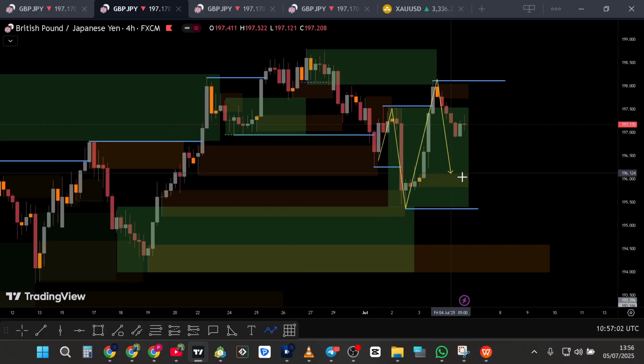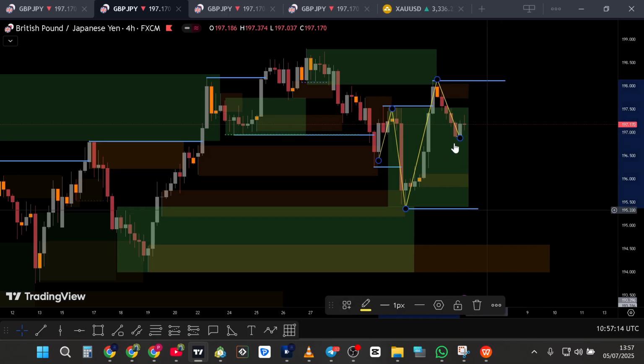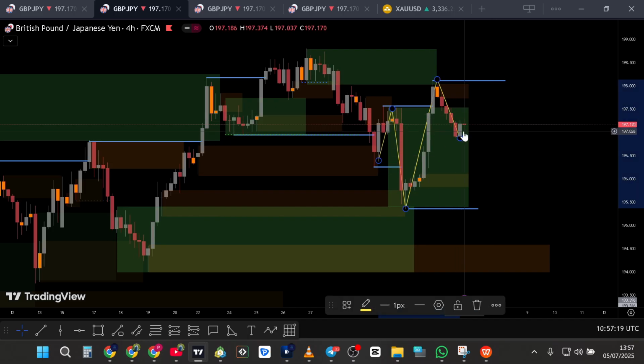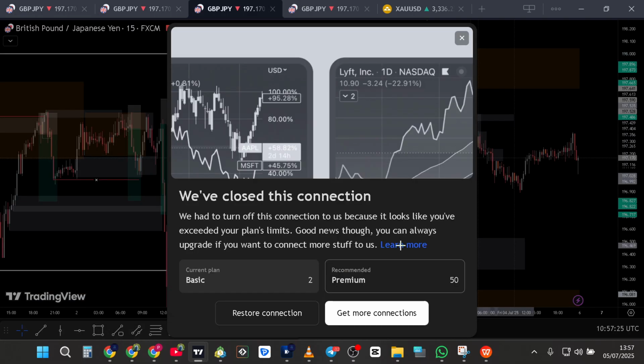So what I can say is if it does get breached, then we'll be looking to take out these lows and continue to the downside just to mitigate this area of demand before continuing to the upside. So that's just what I'm thinking about. And yeah, I don't have much to say with this pair, but I'll just leave it at that and let's see what it will hold or give us coming in next week.